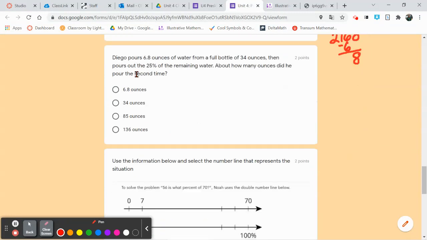Next question. Diego pours 6.8 ounces of water from a full bottle of 34 ounces. Then he pours out 25% of the remaining water. About how many ounces did he pour out the second time? So we have of the remaining. We need the remaining water, people. The remaining water. Okay. So the first thing I'm going to do is see how much water was left. Okay.